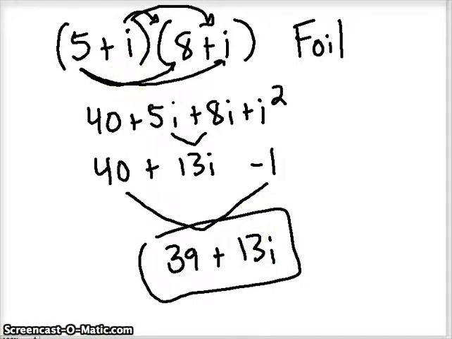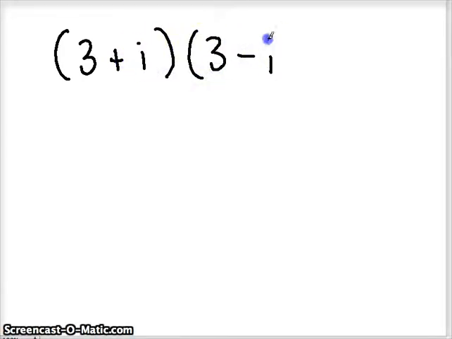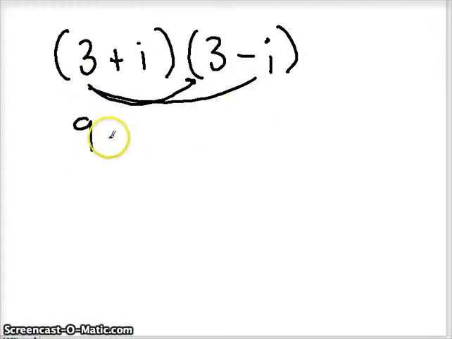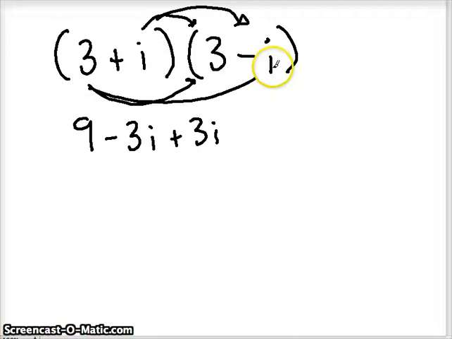But what happens? Let's try another example here and we'll lead into the next video. Let's say I have 3 plus i, and I'm multiplying that by 3 minus i. Let's see what happens here. So FOIL again. First terms, 3 times 3 is 9. Outside terms, 3 times negative i is negative 3i. Inside terms, i times 3 is positive 3i. And last terms, i times negative i is negative i squared.